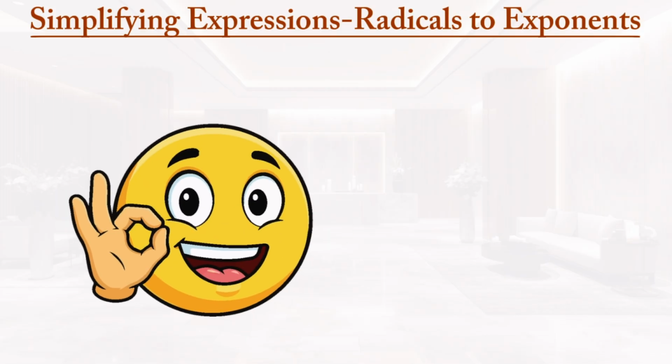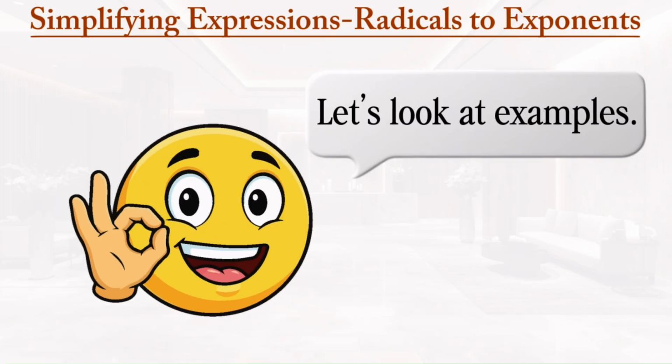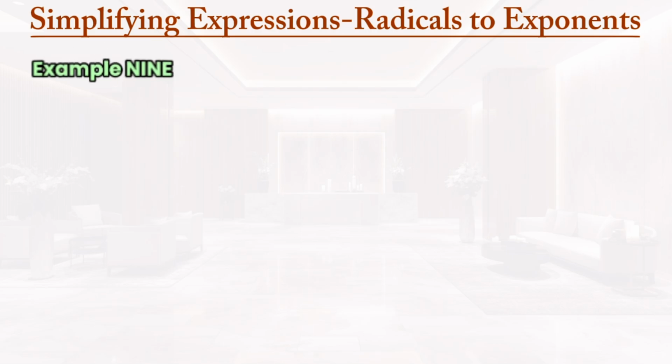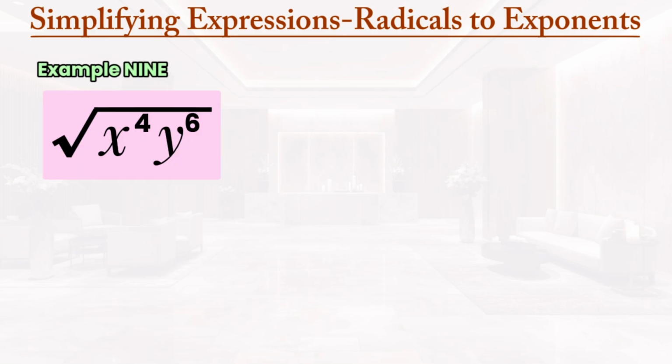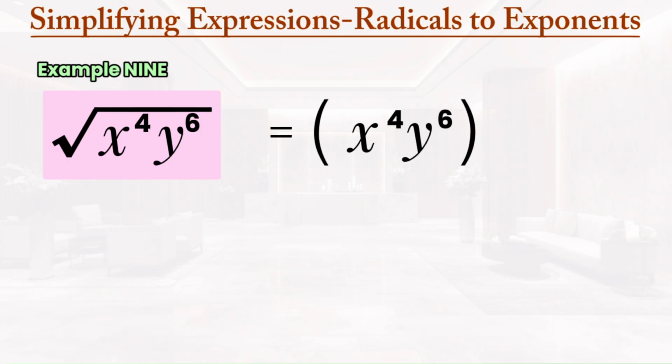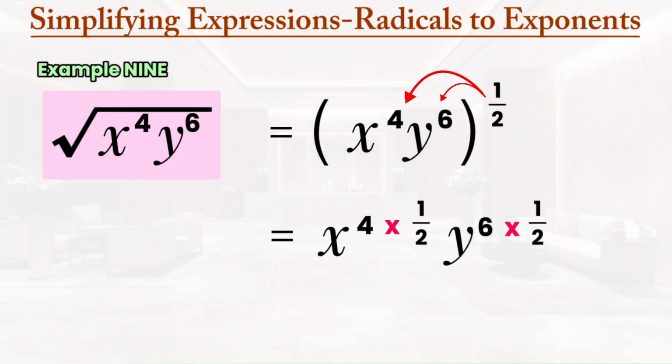Okay, now that we cleared this up, let's look at these principles and apply them to some examples. Here we have the square root of x to the power of 4 times y to the power of 6. We take the subject x to the 4 times y to the 6 and write it out like this. Put the subject in brackets and give it a fractional exponent of 1 over 2. Since x to the 4 and y to the 6 are a product, each exponent can be multiplied by 1 over 2.